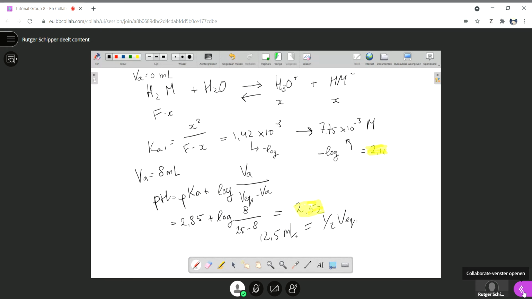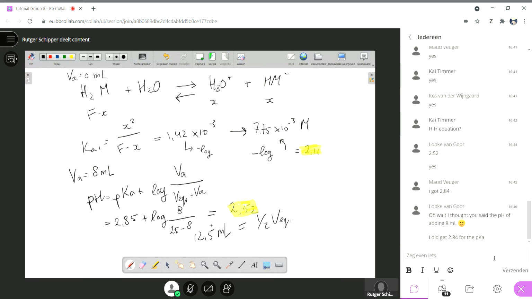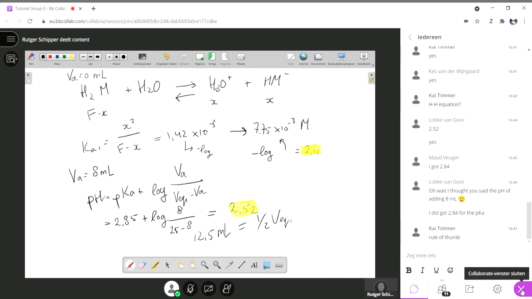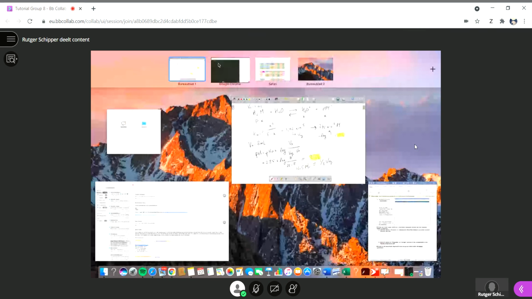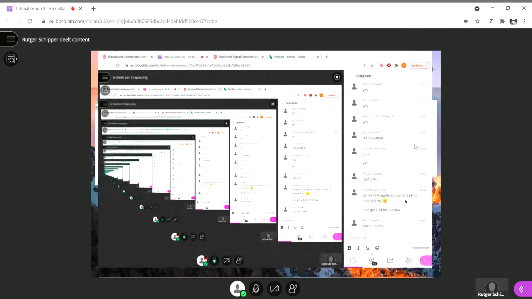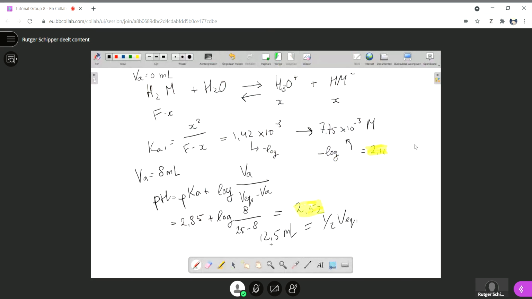And there's some kind of, you call it in Dutch, vuistregel. I'm not sure how you call it in English, but there's a rule of thumb which says when you reach half the first equivalence point, or the equivalence point for that matter, you can say that the pH is equal to the pKa.